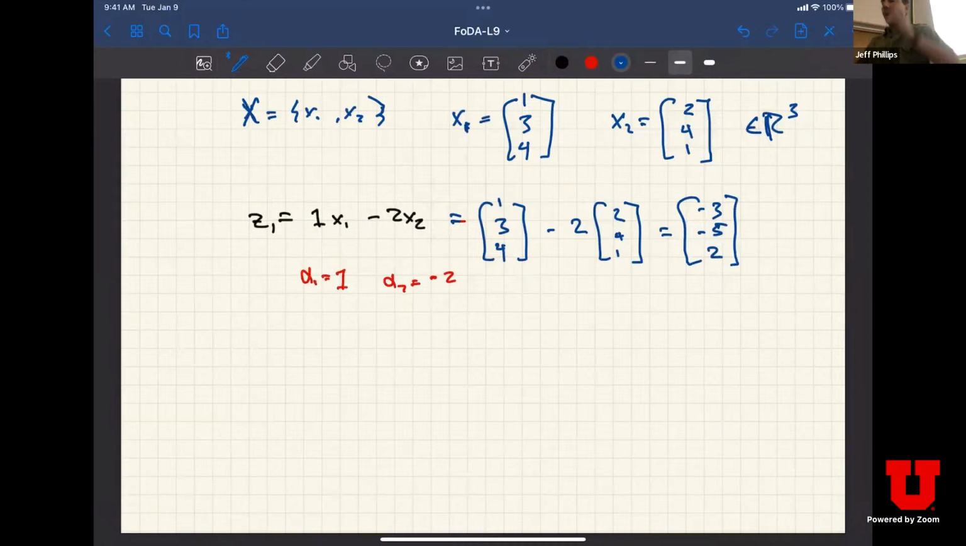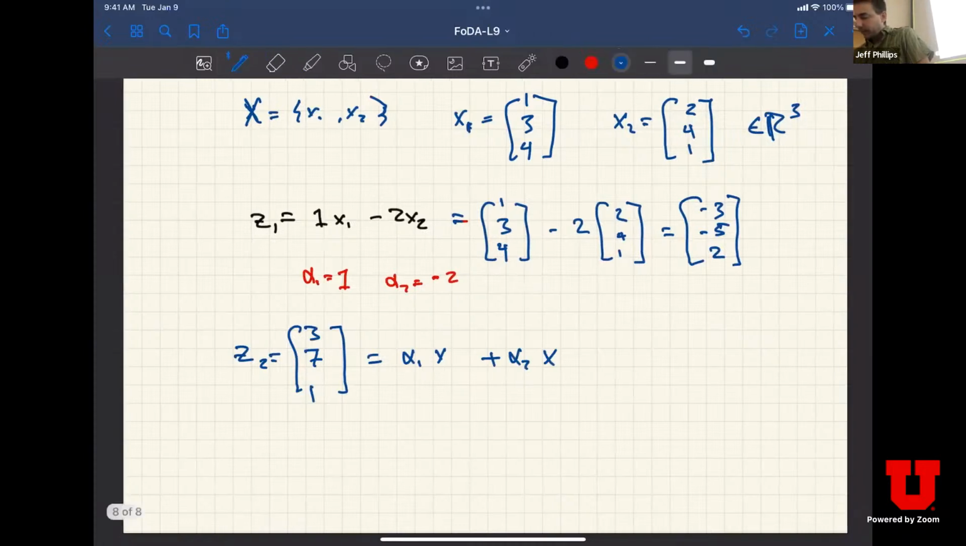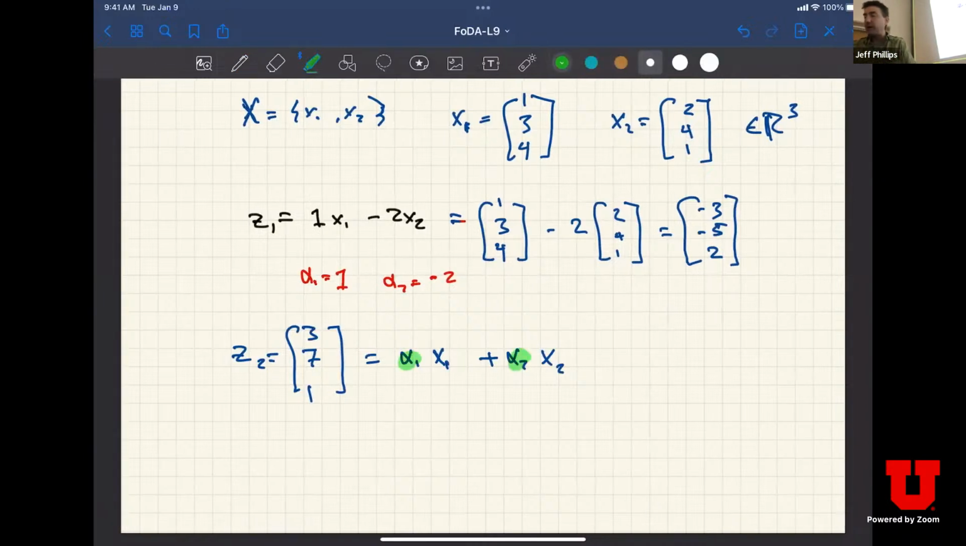Okay, but there are other vectors that I can't necessarily get, right? In this case, is there a way to write Z2 equals (3, 7, 1) as alpha 1 times x1 plus alpha 2 times x2, right? So am I able to find choices of alpha 1 and alpha 2 so that I can recover this vector (3, 7, 1)?